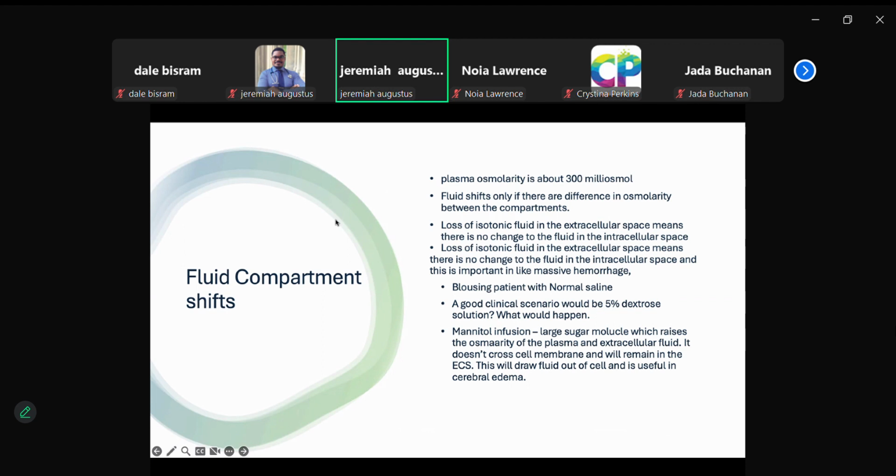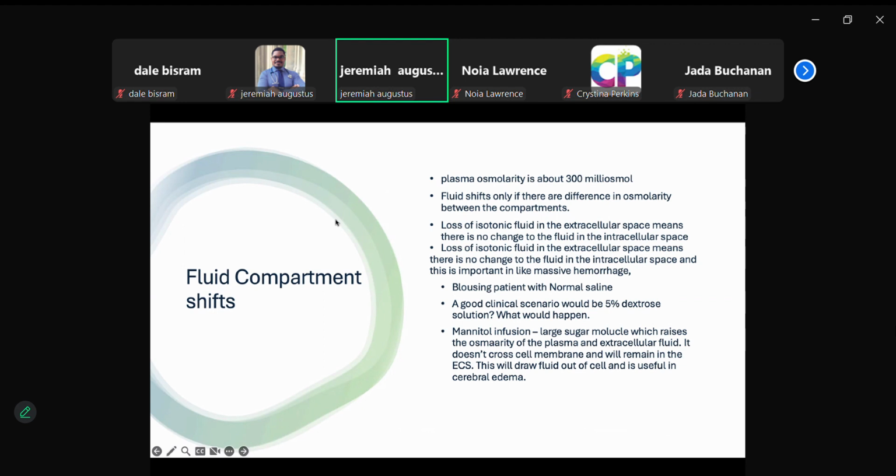Now, sometimes when you're bolusing a patient, we give them liters and liters of normal saline, and we're not worried that we're going to change the interstitium or even the intracellular compartment of the cell.